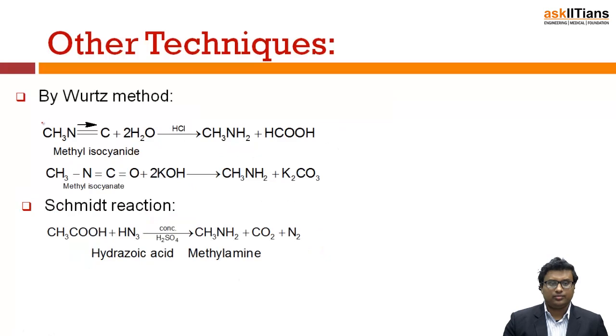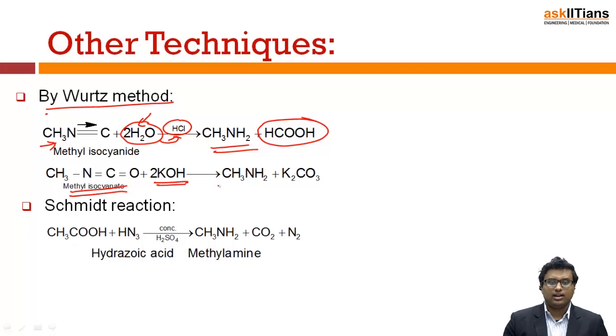This is a very important Hoffmann method. Why it is important is that here also you are using isocyanate, just like we used isocyanate in the previous technique. So you are using isocyanate in presence of H2O and HCl, you will get a primary amine, and not only that, you will get formic acid. So the same thing happens when you have methyl isocyanide in presence of KOH. Then you will get a primary amine. Instead of your formic acid, you will get K2CO3.